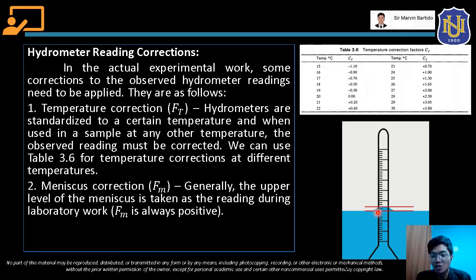Ibig sabihin, class, yung true reading natin mas mataas kesa doon sa nagiging actual reading natin, or yung reading na nakukuha natin sa experiment. Therefore, class, yung magiging correction natin dito, it should be positive. Tama, kailangan i-add natin yung correction natin. Kasi nga, yung reading na kuha natin ay mas mababa kaysa dun sa true reading. Kaya, positive pala, class, ang meniscus correction.